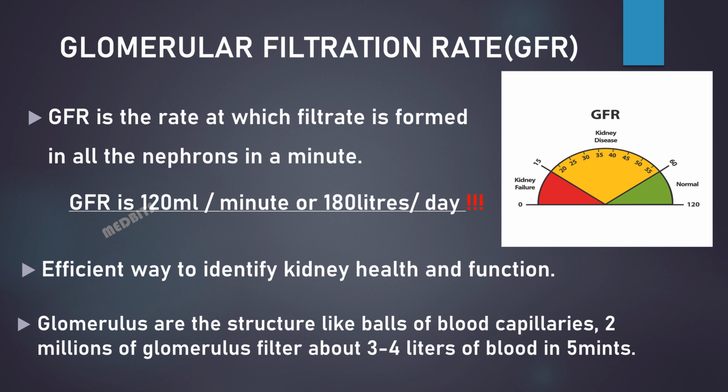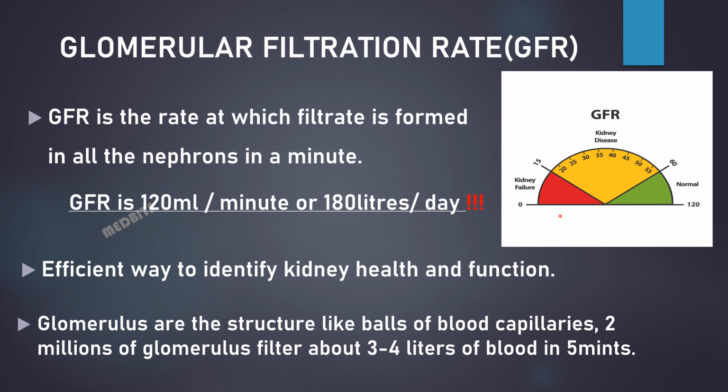Now let's discuss the glomerular filtration rate, known as GFR. GFR is the rate at which filtrate is formed in all the nephrons in a minute. GFR is 120 ml per minute, or in a day, let's say it is 180 liters. This is known as the GFR of a healthy person.